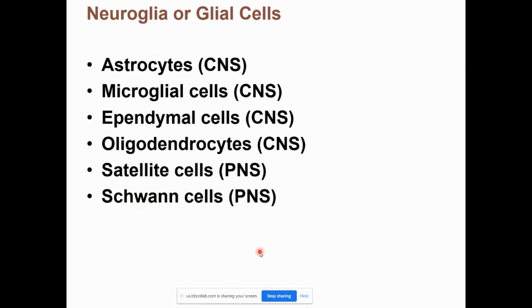So our job now is, 1, know which of these neuroglia cells belong to the CNS and which belong to the PNS, central versus peripheral nervous system. Well, the 2 S words, PNS, satellite and Schwann cells, where the rest go to the CNS. So that was the first job. Second job is match a function to each of these neuroglia.